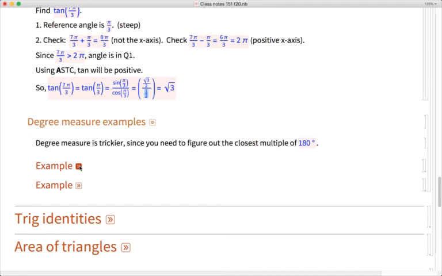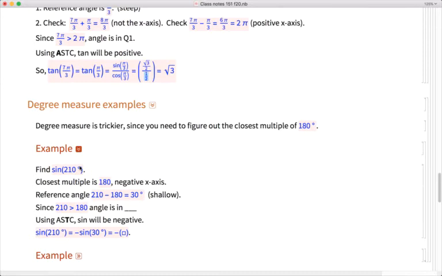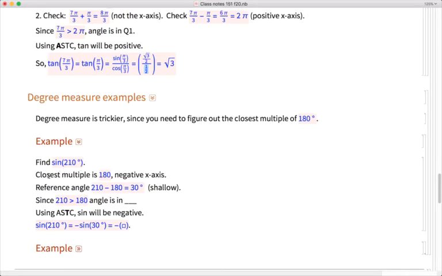Okay, let's try the degree measure. So I don't have a real easy guide for computing the reference angle this time. So what you have to do is just by arithmetic, just figure out what's the closest multiple of 180 to the angle you were given. Sometimes it's fairly easy, like find sine of 210. Well, it's pretty clear that 180 is going to be the closest multiple of 180. And so to get the reference angle, you simply do the subtraction. Your angle minus the closest multiple of 180 comes out to be 30. And that's the shallow angle.